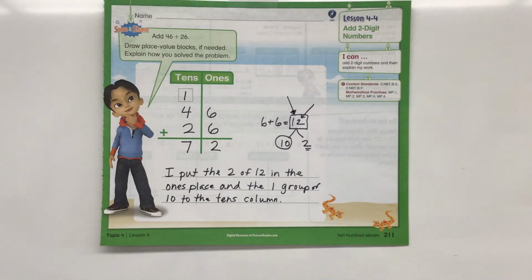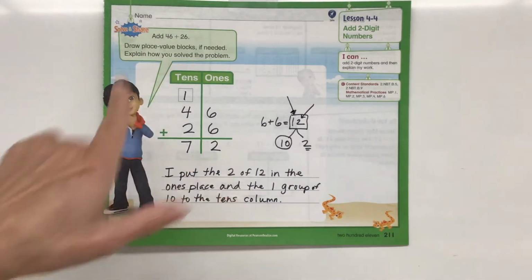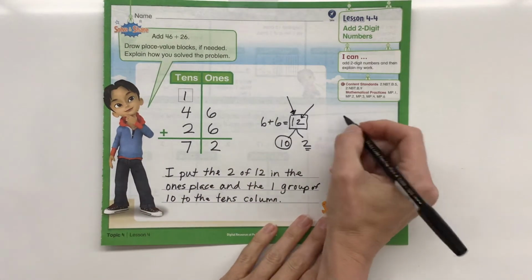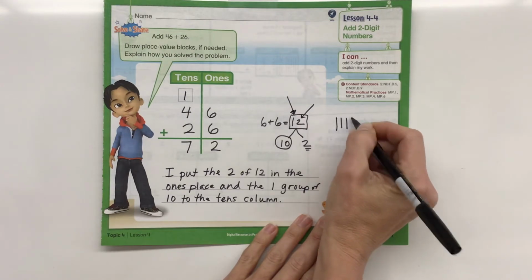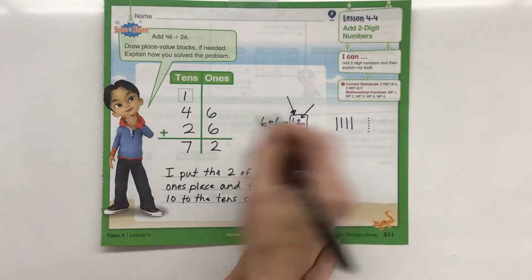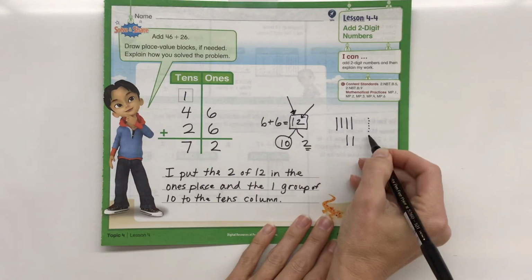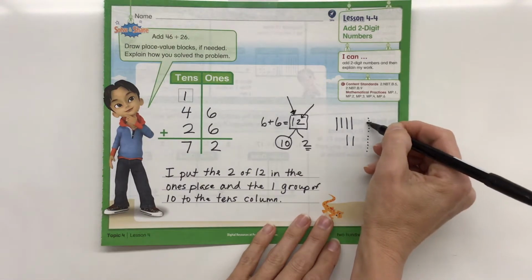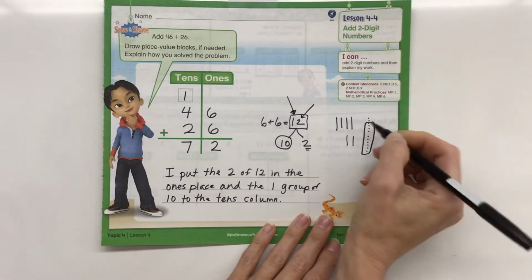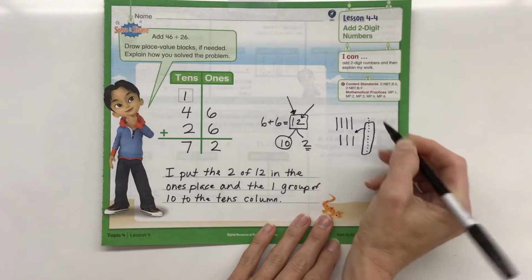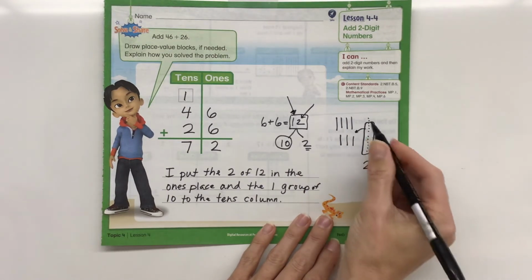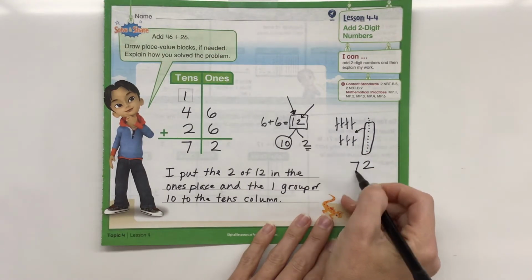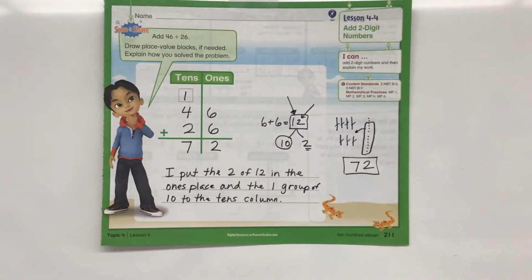And again, you can pause the video as needed to take a look, and you can put this in your own words, okay? If you wanted to draw it out, you could do 46 as 10, 20, 30, 40, 1, 2, 3, 4, 5, 6, plus 26, 10, 20, 21, 22, 23, 24, 25, 26. And then what you're going to do is you're going to bundle that group there into a group of tens and add it over here. So we know we have two ones and 1, 2, 3, 4, 5, 6, 7 tens. Still gives us the answer of 72.